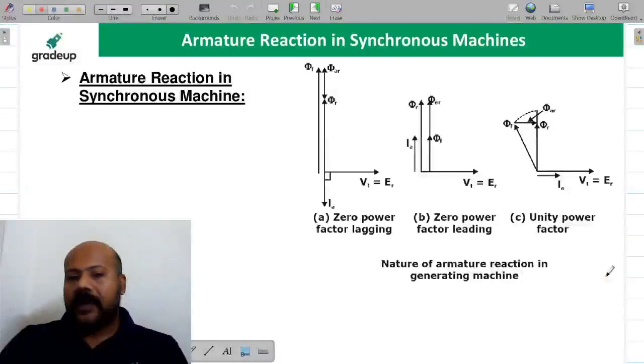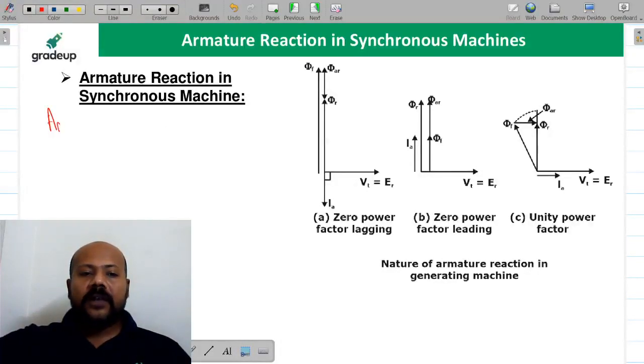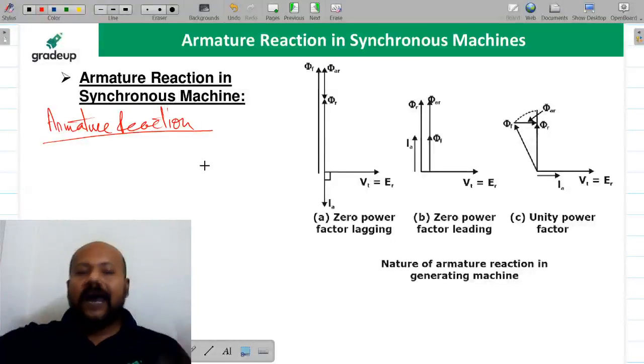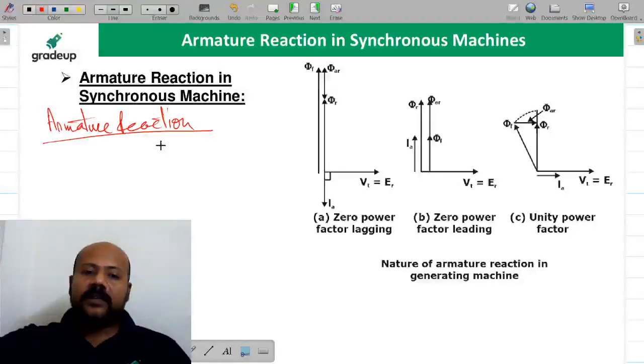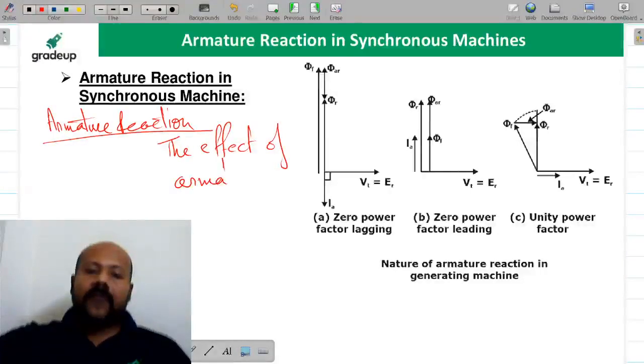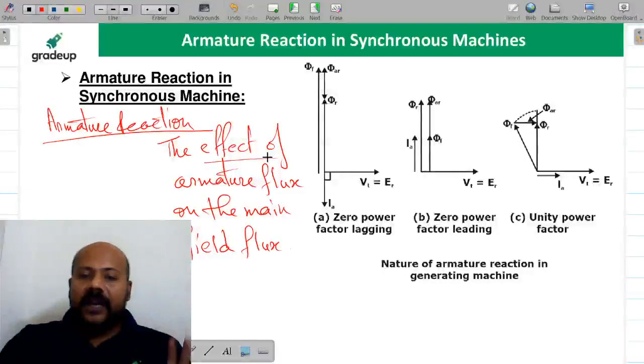Now you listen to me properly. The first statement that we are going to understand about the armature reaction is, in simple words, what is armature reaction. Armature reaction is made of two words. Number one armature, number two reaction. So armature reaction is the effect of armature flux on the main field flux. That is the first statement we have to learn.